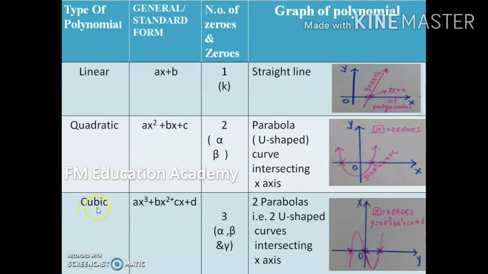Similarly, what is the standard form of a cubic polynomial? Ax cube plus bx square plus cx plus d. As the degree is 3, it will have 3 zeros, alpha, beta and gamma. Now in this we will have two parabolas in the case of a cubic polynomial. This is my one parabola and this is my another parabola. The shape can be anything, but just remember that it should have two parabolas. Parabolas are nothing but U-shaped curves.